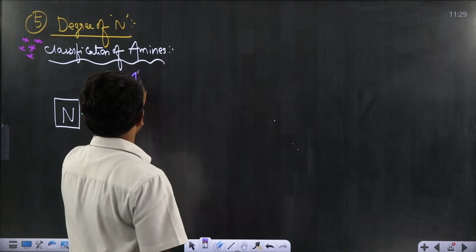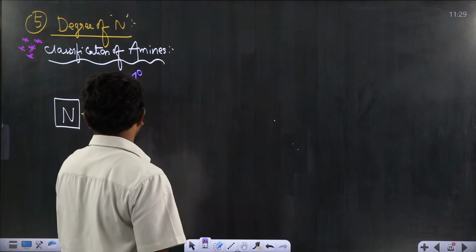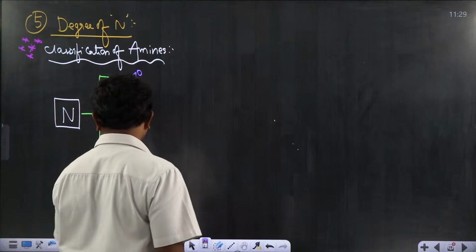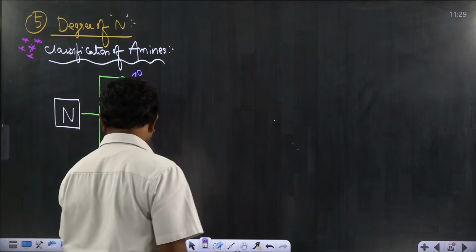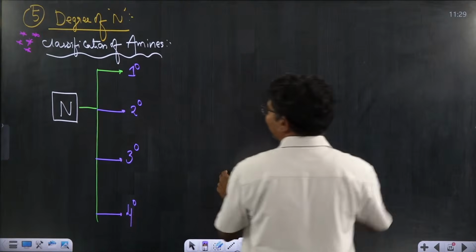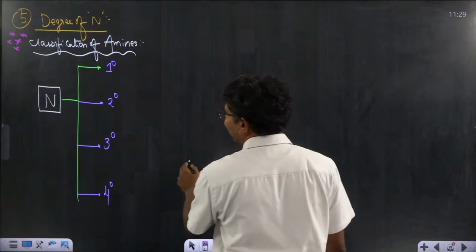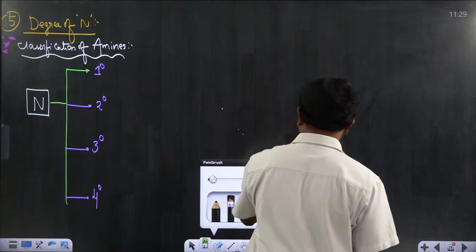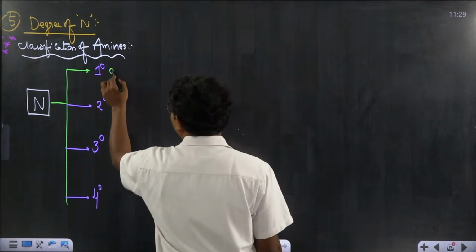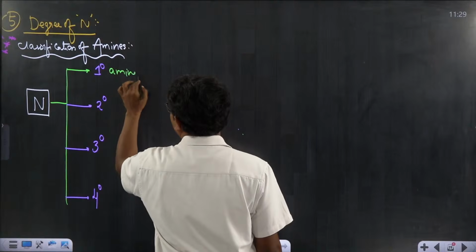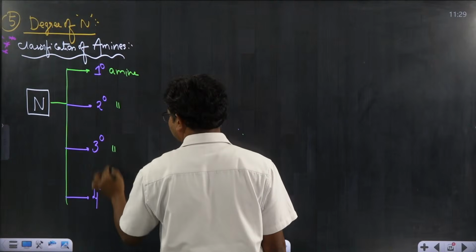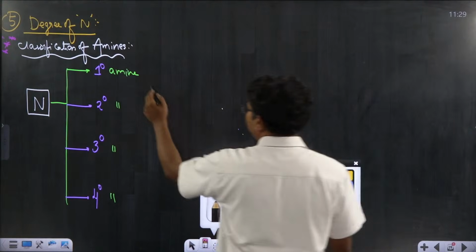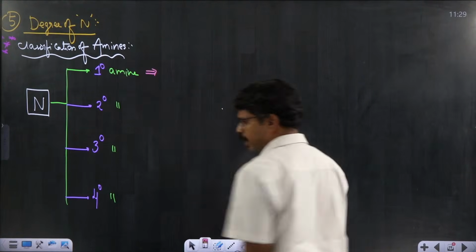Now it is 1 degree nitrogen, 2 degree nitrogen, 3 degree nitrogen. It means primary amine, secondary amine and tertiary amine, and we have quaternary amine. What is actually the 1-degree amine or primary amine? Let me write it as amine. Listen to this point properly, it is very, very important.